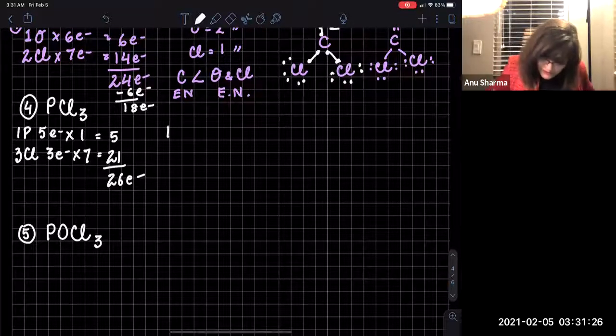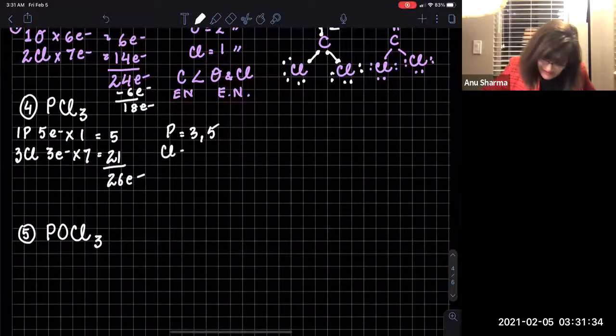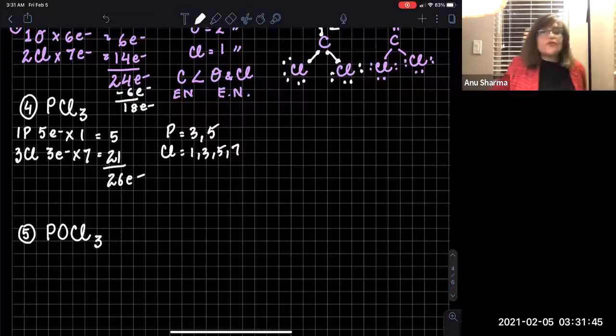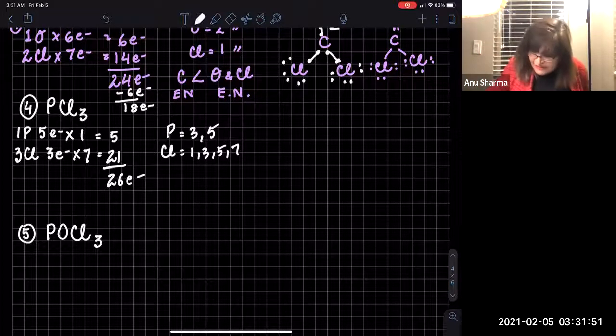Next, phosphorus is capable of making 3 bonds, but at the same time, phosphorus can make 5 bonds also. Chlorine, on the other hand, can make 1, 3, 5, and 7 bonds. Okay. So with that said, now which one is going to be in the middle? Because 3, 5, and 7 only happens in very advanced reaction conditions.